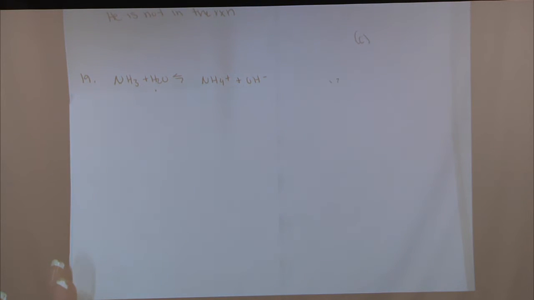So first you're going to write out the equation. So you're going to have ammonia in water at equilibrium with NH4 plus and hydroxide. They give you the Kb, so that's another hint that this is a basic solution, and therefore it would produce hydroxide.